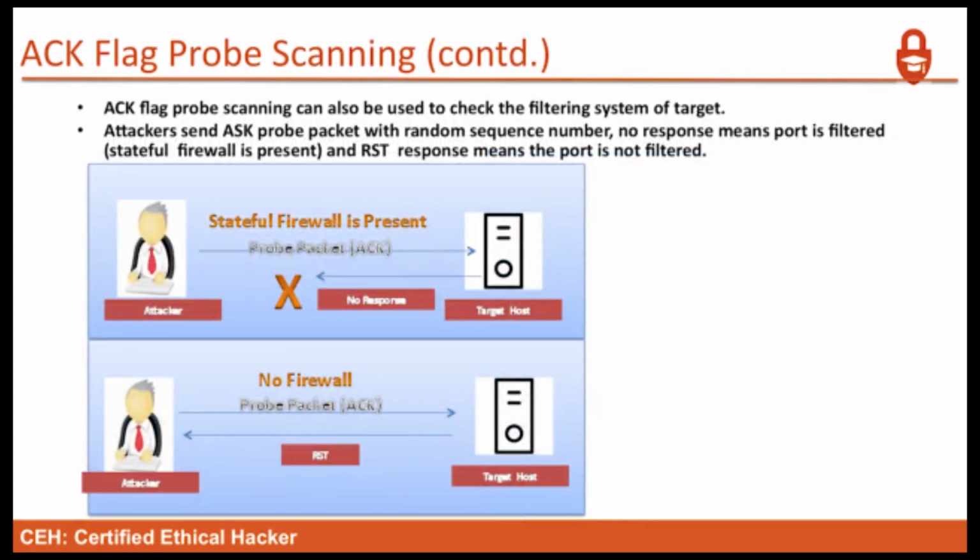ACK flag probe scanning, continued. ACK flag probe scanning can also be used to check the filtering system of a target. Attackers send an ACK probe packet with random sequence numbers. No response means the port is filtered, so they're using a firewall, and a reset response means the port is not filtered. So here's an example of it.